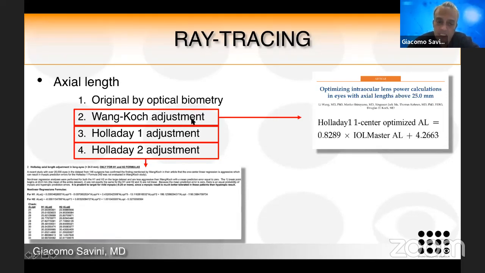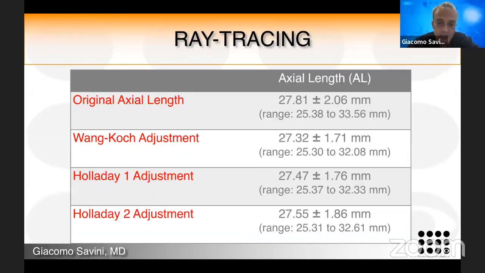We used the Koch adjustment that has been published a few years ago, and two adjustments, one for the Holladay 1 and one for the Holladay 2, that are available on the Holladay IOL Consultant software by Holladay, and have also been published in JCRS, January 2019. The average axial length from 27.81 in the original reading decreased by around half a millimeter with the Koch adjustment, and much less by the Holladay 1 and Holladay 2 adjustments.